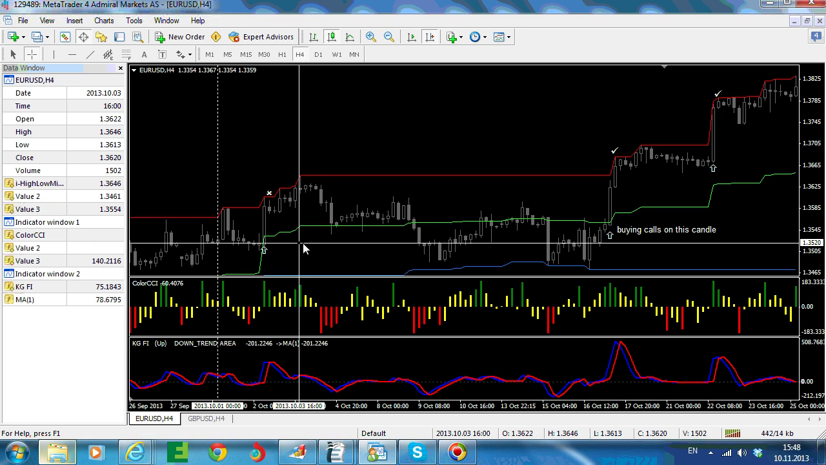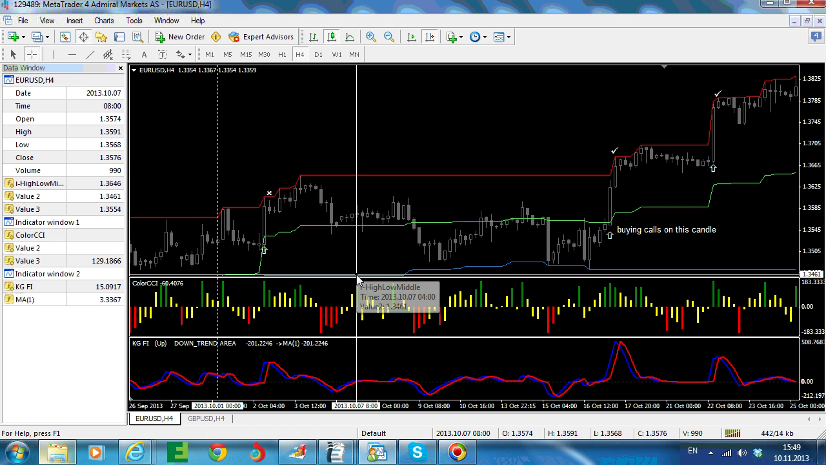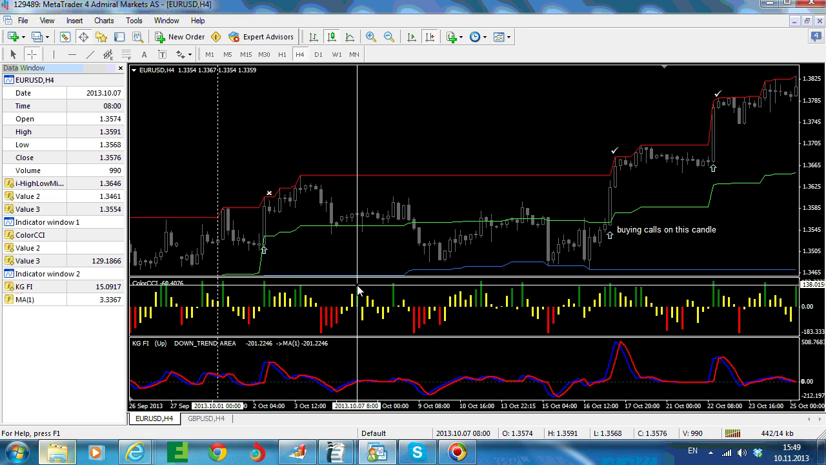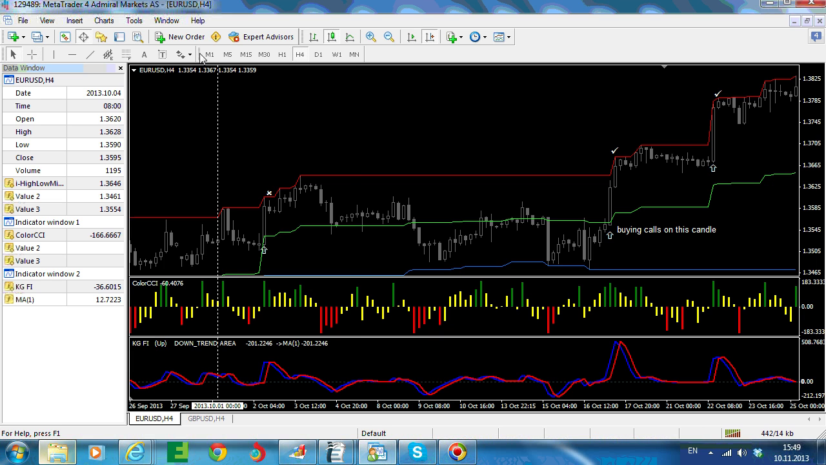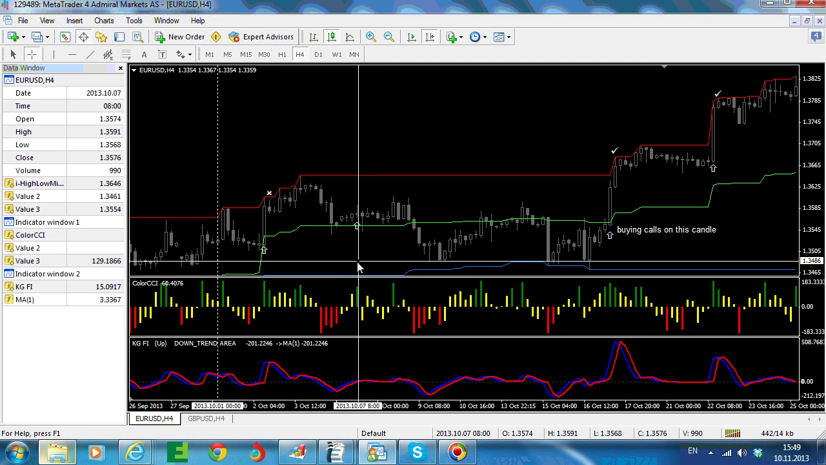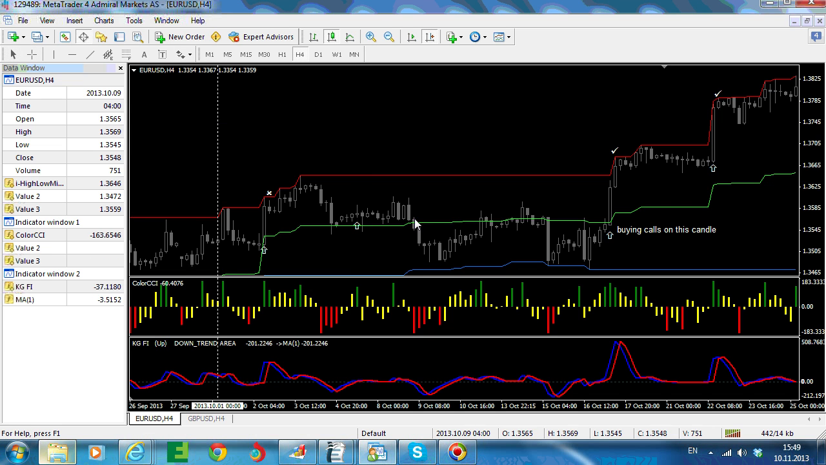Moving on, price is still on the upper side. We are looking for a green candle on the CCI. This is a green candle of the CCI. If you look at the KGFI there, it is 15.09 on the left side on the data window, and the moving average is 3.33. So this is a valid signal. Normally we should engage here into buying calls, and the expiration should be the very next candle, and this is a loser as well.